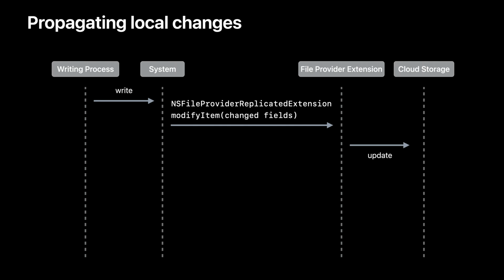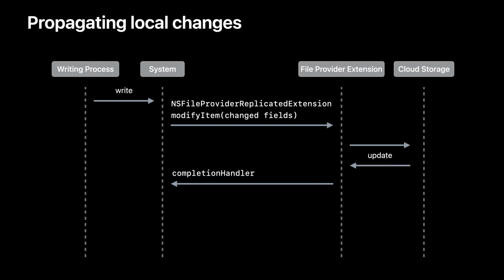In response to the modify item call, you will update the state of the item server side. If the contents of the file have changed, the system will hand you a clone of the changed file, so you can upload a consistent version, even in the event of further changes. When done, you call a completion handler.